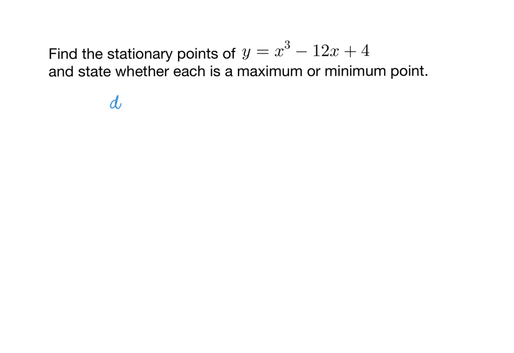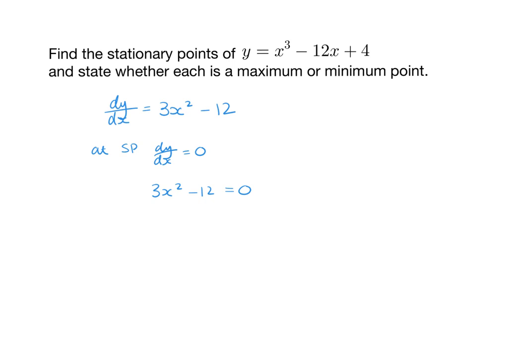So we're going to find dy by dx and set that equal to 0. So let's start with dy by dx. Remember, when we're differentiating, we bring down the power and reduce the power by 1. So this is going to give us 3x squared minus 12 for our dy by dx. As I mentioned, at our stationary point, dy by dx is equal to 0. So we're going to set 3x squared minus 12 equal to 0, and we're going to solve this.